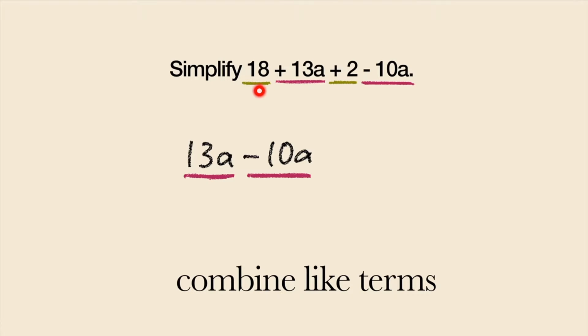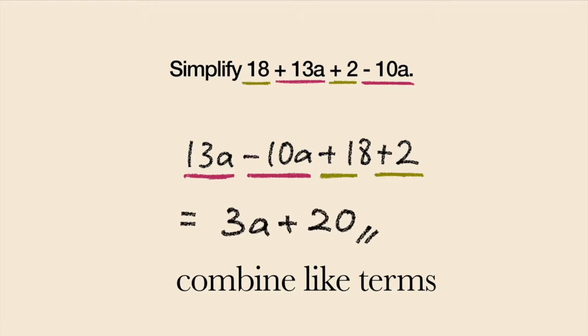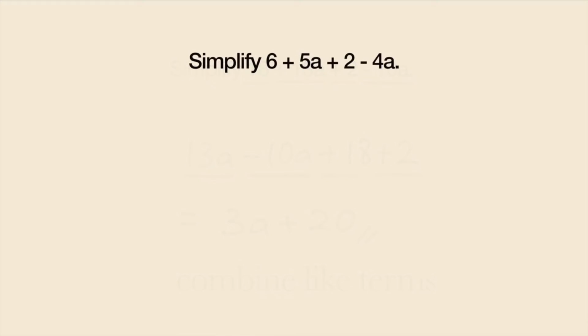Now, there's nothing written for 18, yeah? We assume that that is a positive 18. So, like terms will be combined, and 18 and 2 are the like terms that will be combined. You can't combine a with real numbers, though. Next step. 13a minus 10a gets us 3a. 18 plus 2 gets us 20. And we have gone from 4 terms to 2 terms. Hence, we have simplified the expression.